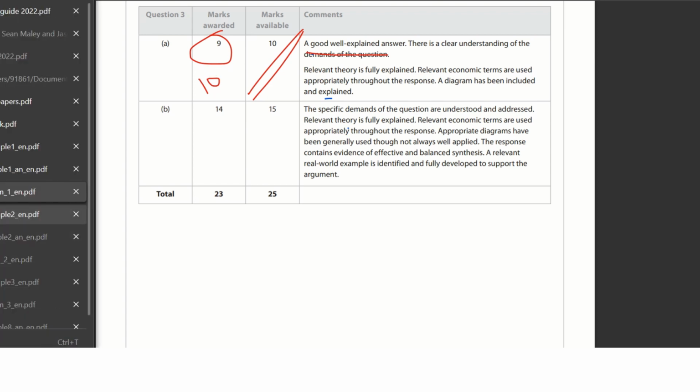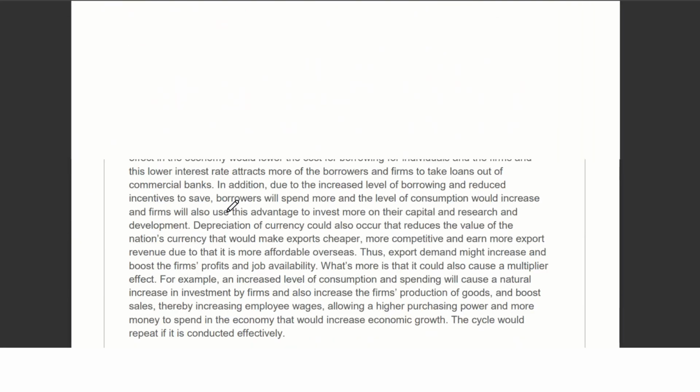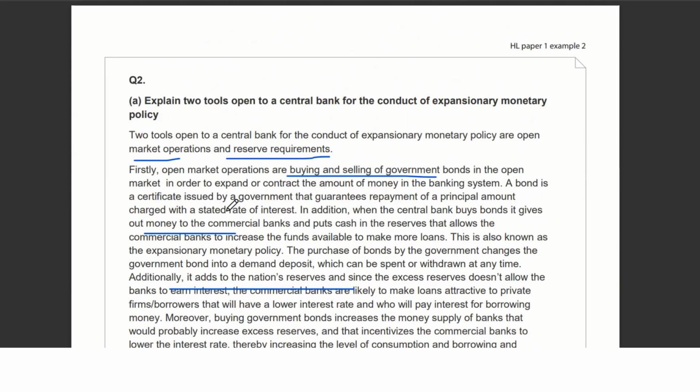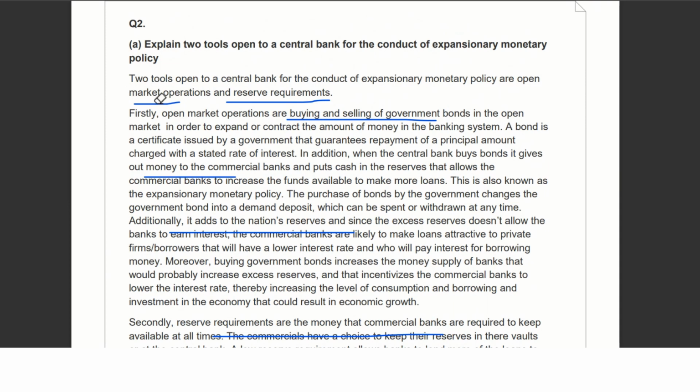And similarly, if you look at example 2, the candidate opted for question number 2, and the question is: explain two tools open to a central bank for the conduct of expansionary monetary policy.